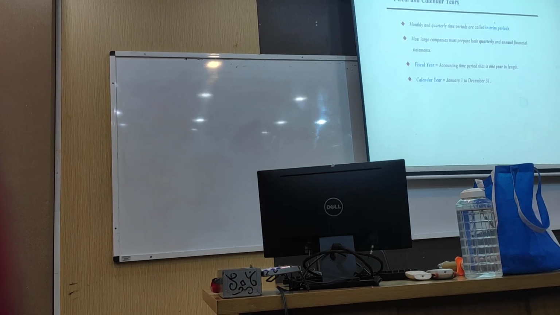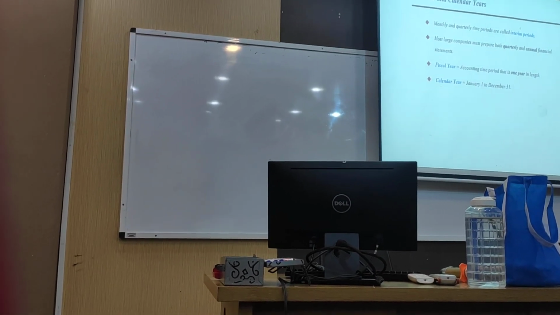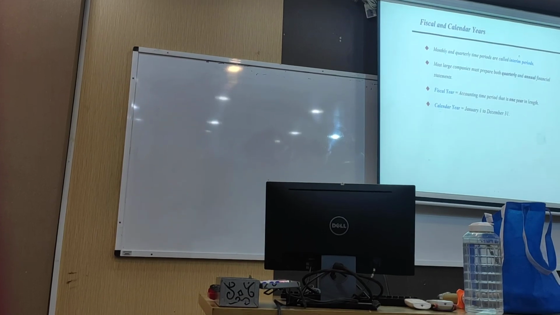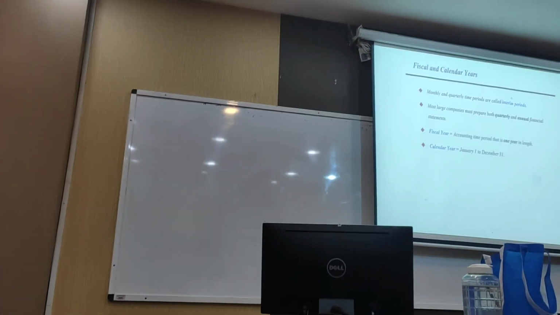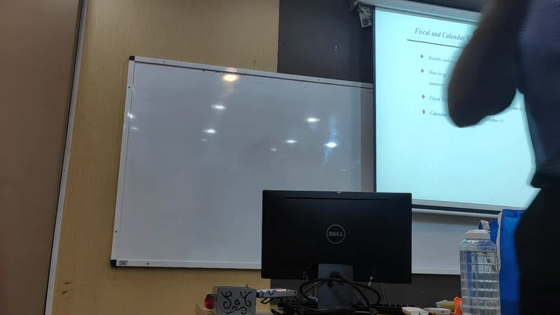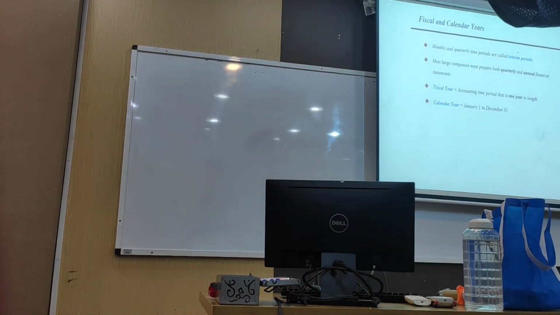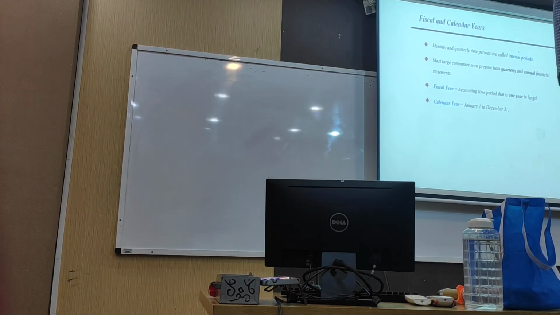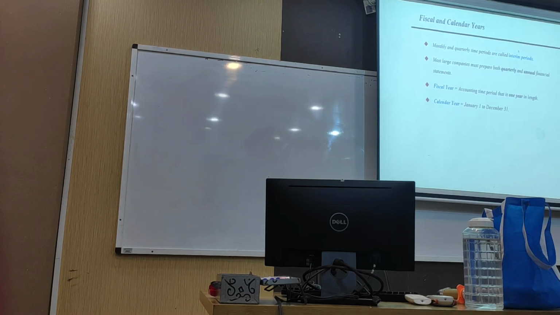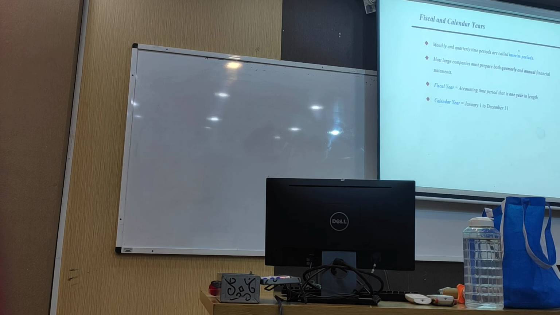12 months. Meaning what? It could start in April and end in March the next year. It can start in July and end in June the next year. It can start in October and end in September the next year. Most importantly, it will have 12 months. So what it shares in common with a calendar year is they both have 12 months.